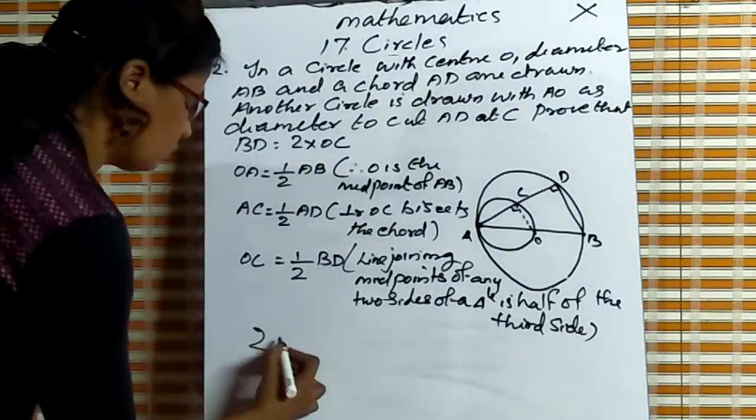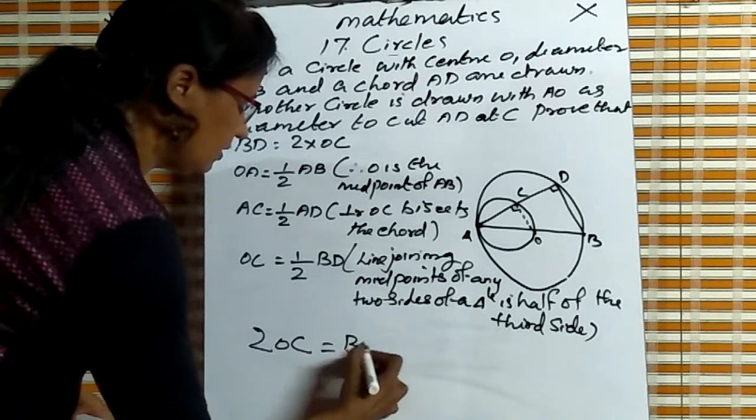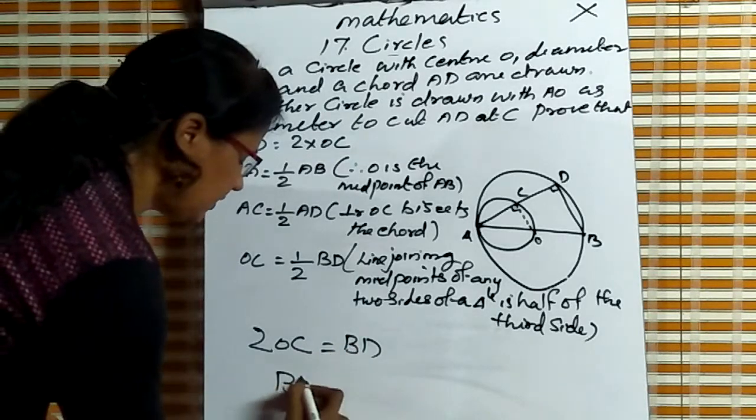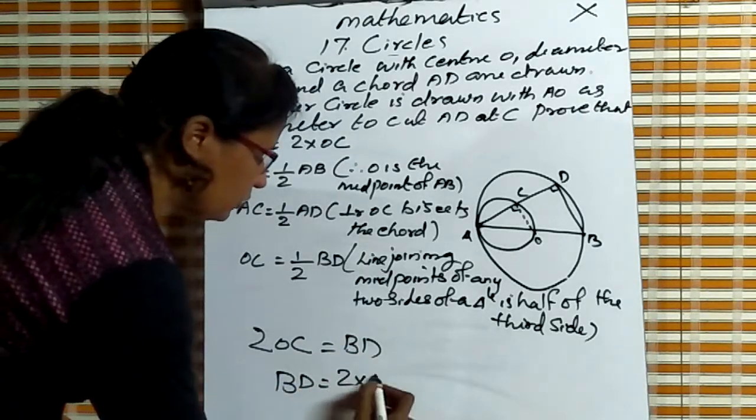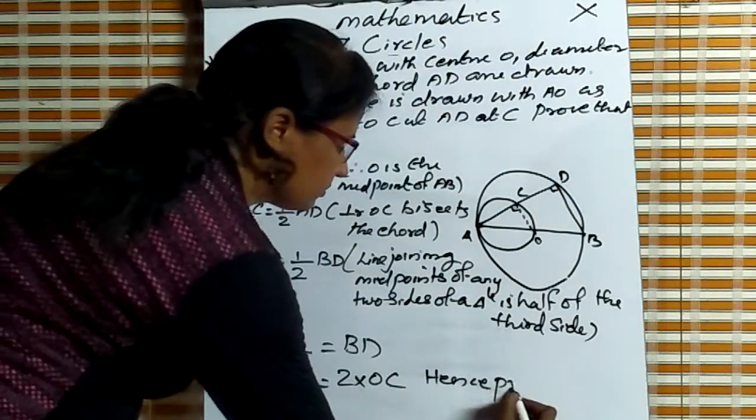Therefore, 2OC is equal to BD. Thus, we proved BD is equal to 2 into OC. Hence, proved.